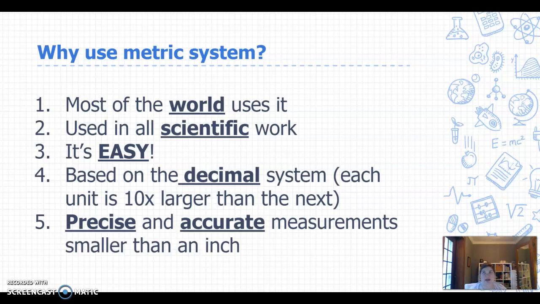So in the imperial system, we don't really have a measurement for smaller than an inch, and we of course need to be able to make more precise measurements than that. So it's nice to have centimeters and millimeters in order to do that.